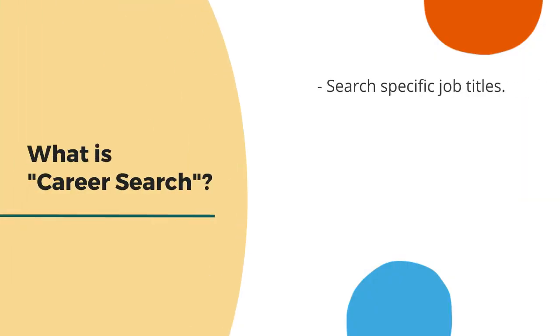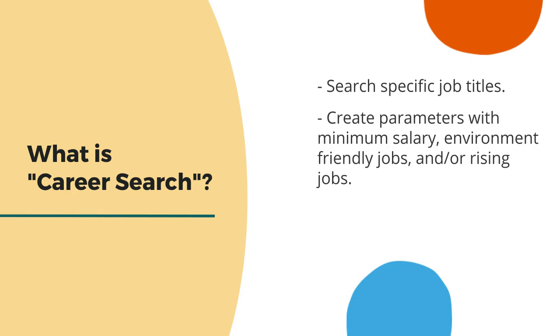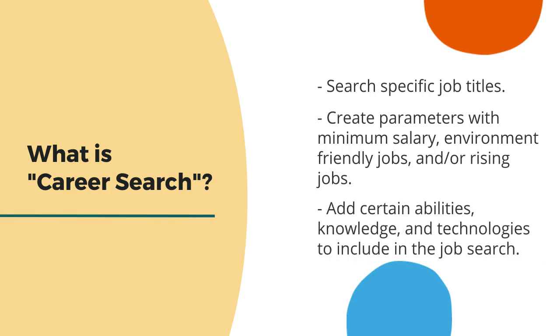If students have a specific job in mind, they can search for it in the Career Search feature and find more information there. Students can create certain parameters including minimum salary, environmentally friendly jobs, and/or rising jobs. Students can also add specific abilities, knowledge, technologies used, and more to include in their job search. Now let's take a look.